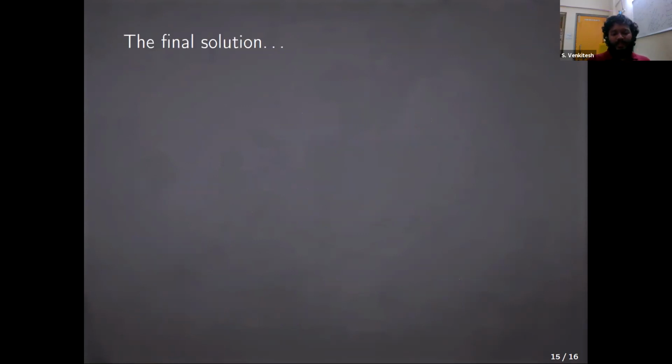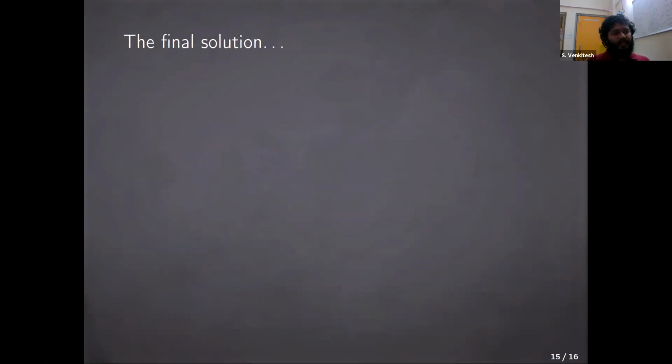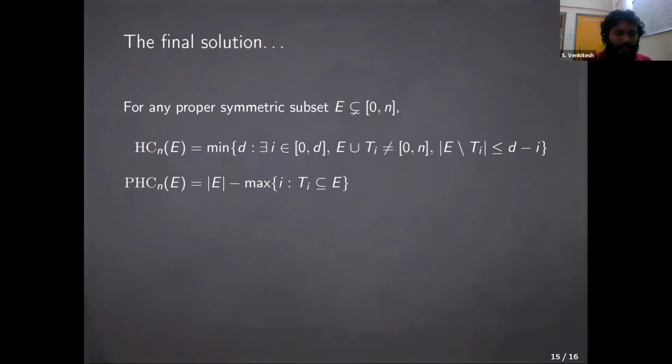So what's the final solution once we have this? Using this simplification and the characterization we have, the final solution to the problem is that for any proper symmetric subset, we need proper because we are looking for hyperplane covers that avoid at least one point of the hypercube, the non-trivial hyperplane covering number HCM is the minimum D such that there is some I satisfying these properties: E union Ti is not full, and size of E minus Ti is at most D minus I.